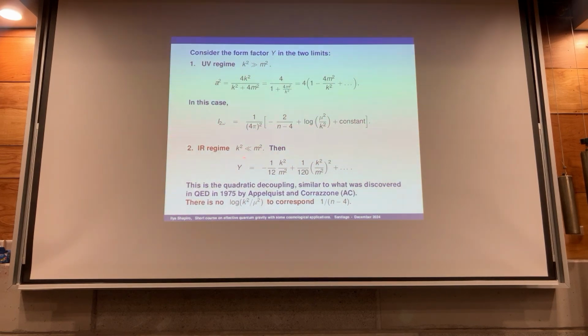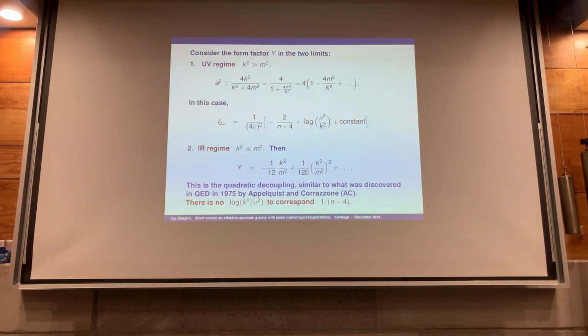So let's take the infrared limit, take this y, put it into Mathematica or do it by hand, it's no big difference, and you arrive at this expression. You see that, first of all, no logarithm disappeared. And second, we can see that here we have quadratic decoupling. As k squared goes to 0, this y, the form factor, the physics, disappears, and it disappears quadratically. This is equivalent to the Appelquist-Carazzone theorem.